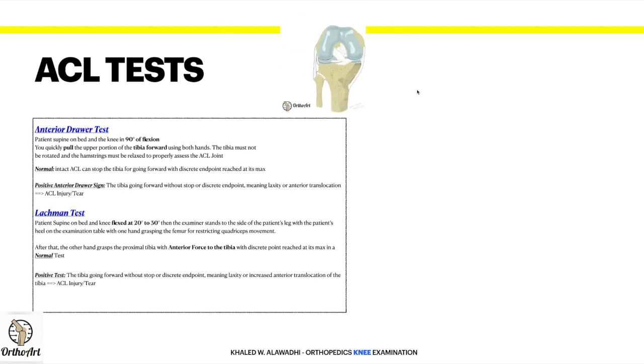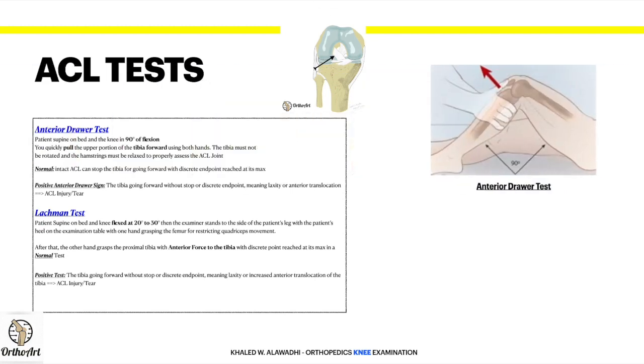So basically, this is the ACL. So we're examining this joint, and this is the anterior drawer test. So the knee is at 90 degrees. You place your thumbs on the tibial tuberosity. You make sure the patient is relaxed. Then you pull the upper tibia towards you.